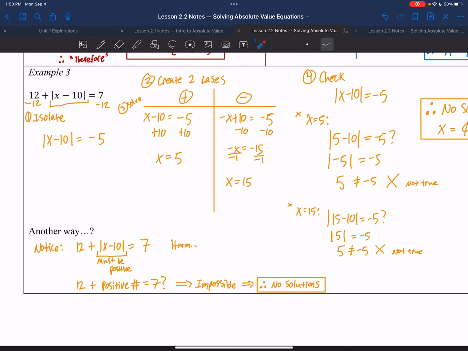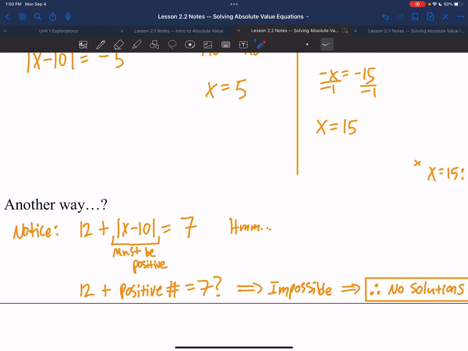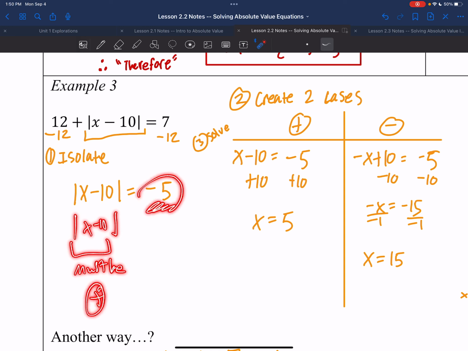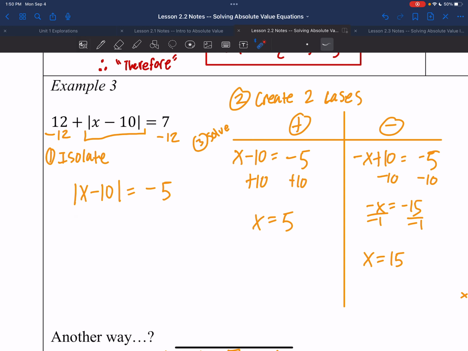And by the way, if you didn't notice it here, you had a second opportunity to notice it right here. Because if you look at the absolute value of x minus 10, I know that must be positive, but it's equal to negative 5, and that's never going to happen. So if you have an absolute value expression equal to a negative number, then you know that won't be true.